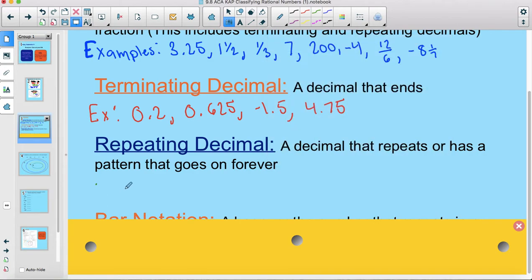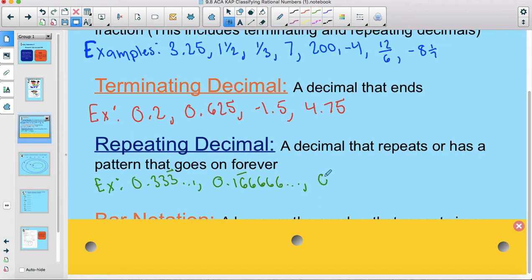Our next definition is repeating decimal. So a repeating decimal is a decimal that repeats or has a pattern that goes on forever. So some examples of repeating decimals would be 0.333, and I'm just going to put ... because it goes on forever. Another example would be 0.1666666 ... because it goes on forever. But only the 6 continues.